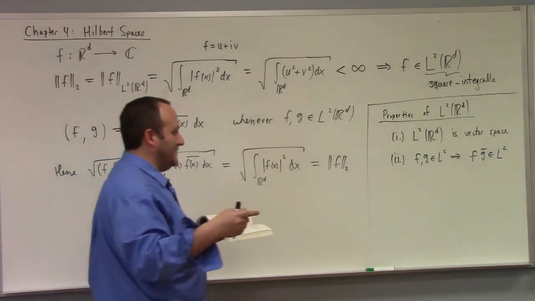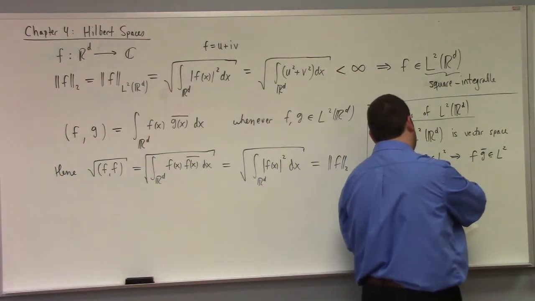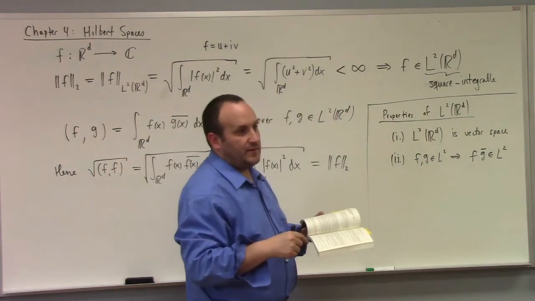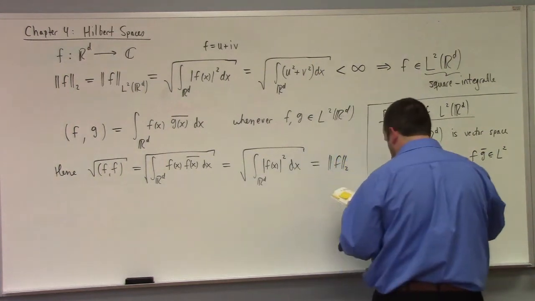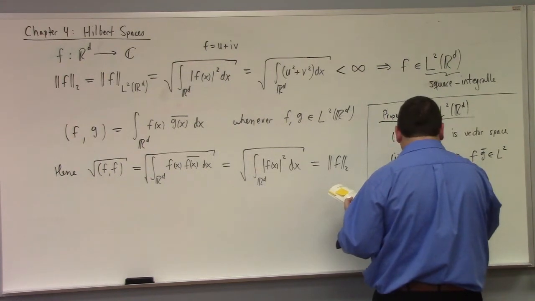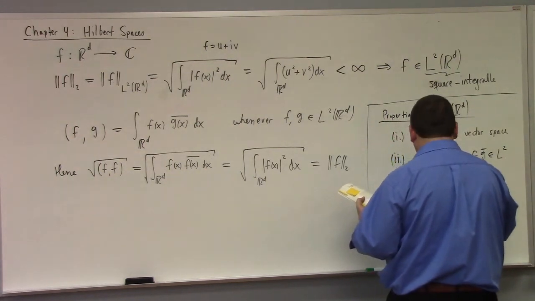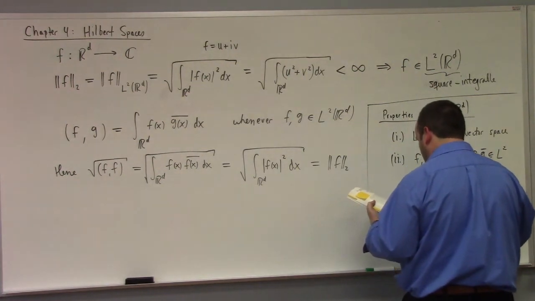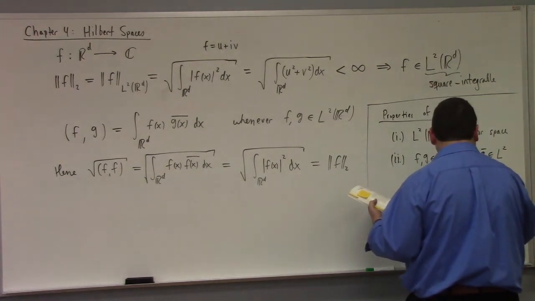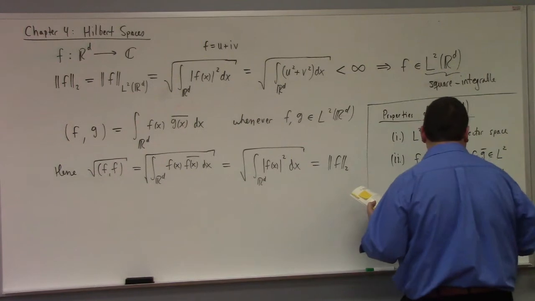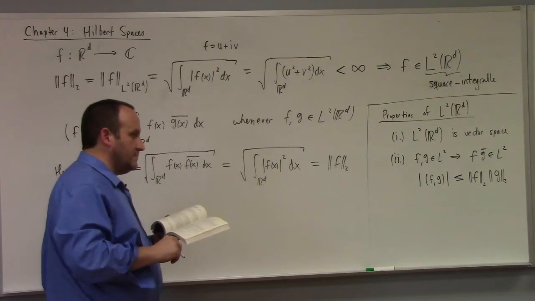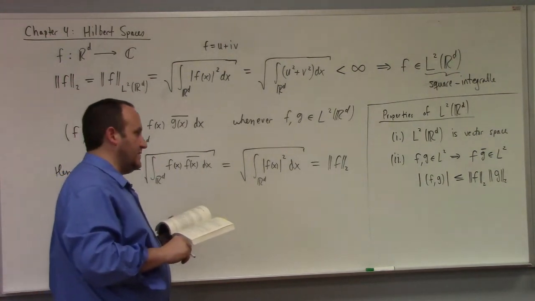So f square integrable implies that f bar is square integrable, but also the product of f and the conjugate of g is square integrable. And more interestingly, we get the Cauchy-Schwarz inequality, which you might recognize from Calc 3, perhaps. So that says the absolute value of the inner product of f and g is less than or equal to the product of the 2-norms of f and g. All right. So this is the Cauchy-Schwarz inequality.